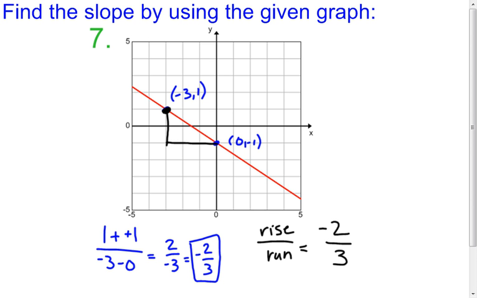Okay? If you did it the other way around, to get from this point to this point, if I started here, I would go up 2, since that's positive, and left 3, so that would make that negative. And either way, I'm going to get a slope of -2/3. Okay? So lots of different ways to do that.